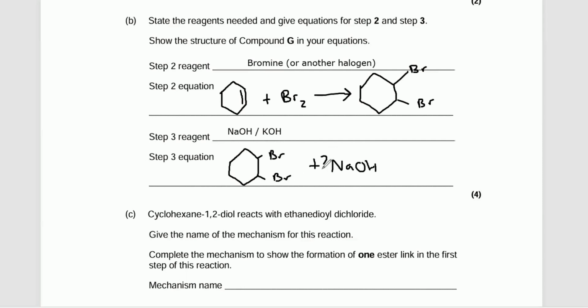And then we're going to add sodium hydroxide. As I say, you could add lithium hydroxide or potassium hydroxide. And we're going to need 2 sodium hydroxides because we need to replace those bromines with 2 hydroxide groups. So that's a bit of substitution. We're probably going to get sodium bromide formed and you're going to get 2 molecules of that form.